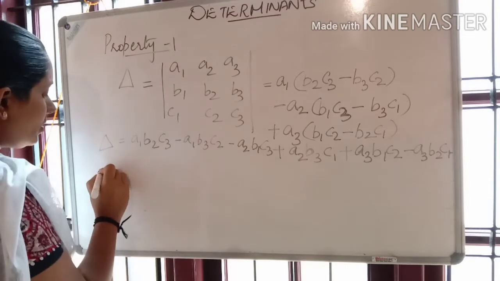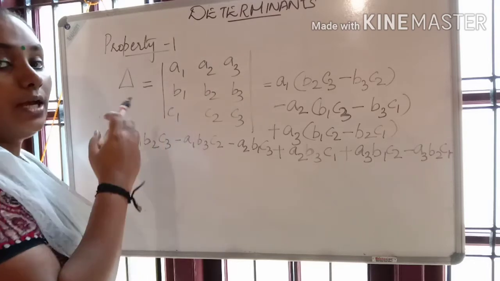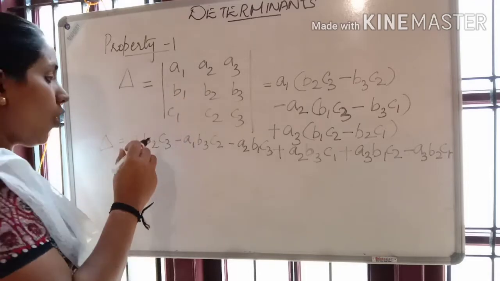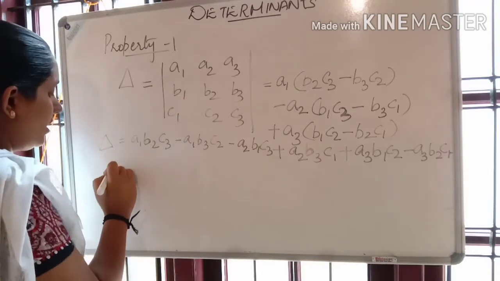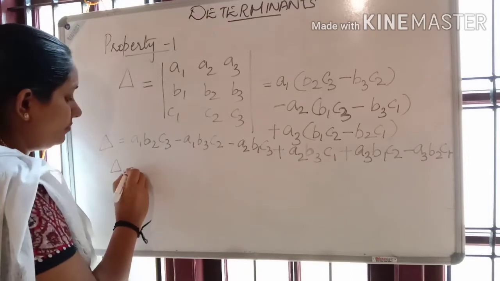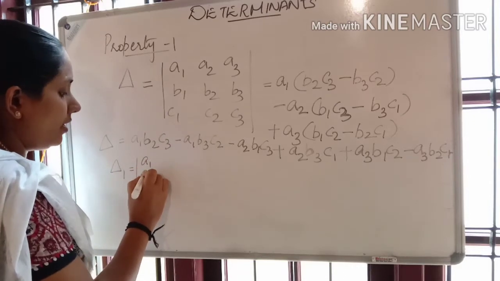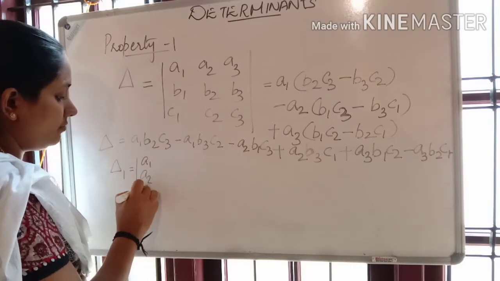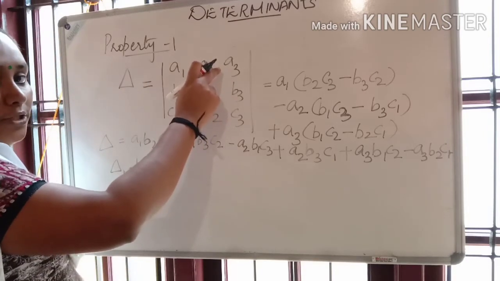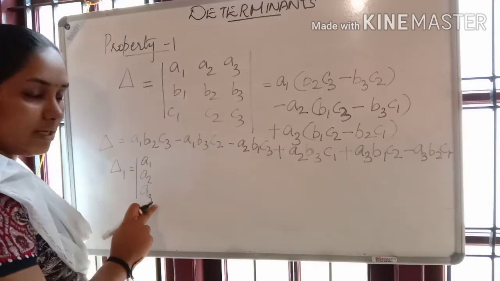Okay, next we are going to find out the value of the determinant after interchanging the rows and columns of this matrix. Okay, delta 1, this can be represented as delta 1 is equal to, this can be written as A1, A2, A3. Okay, this is a row. Here we are going to interchange the rows and columns. Here the row will be written as column.